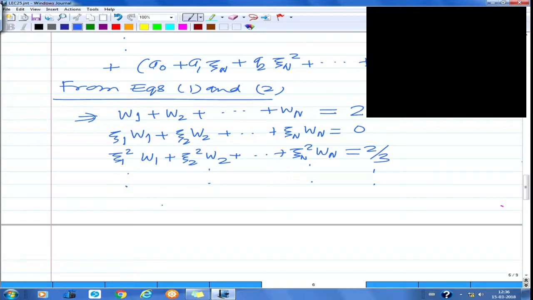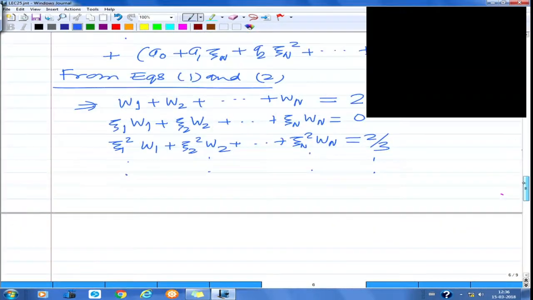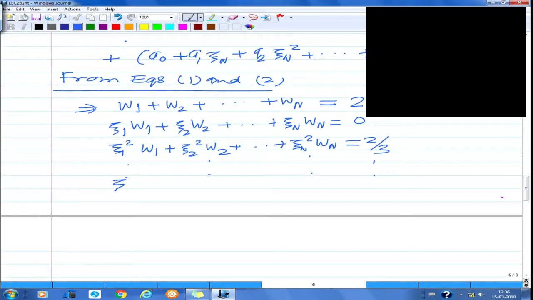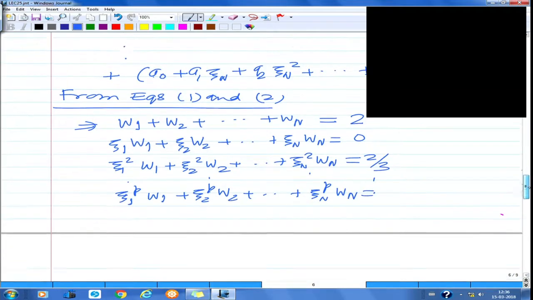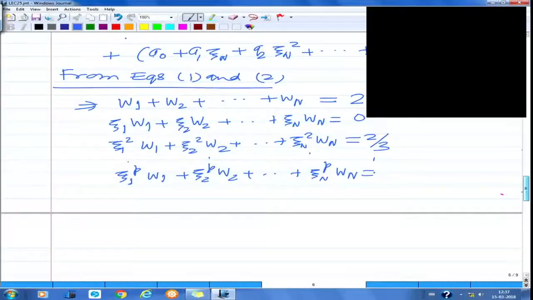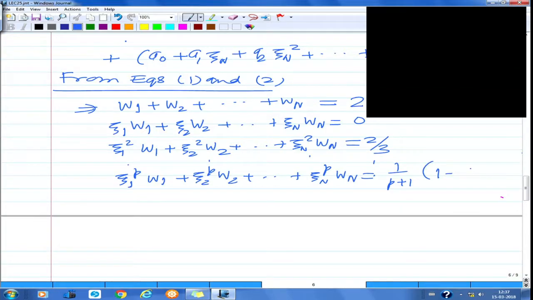The final one, with the highest power, you get when you equate the coefficient of p. That is going to be xi1 to the power p into w1 plus xi2 to the power p into w2 plus xi(n) to the power p into wn, equal to 1 upon p plus 1 into 1 minus minus 1 to the power p plus 1. So these are the equations you get by equating the exact integration of the polynomial approximation of f of xi and the numerical integration through the weighted sum of the function values at n number of points.